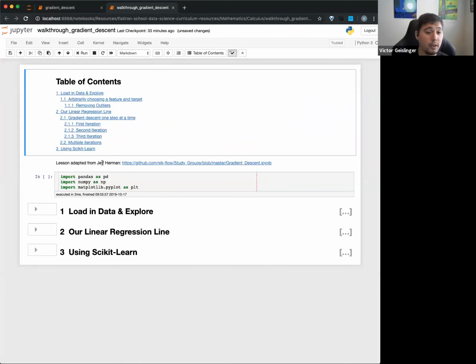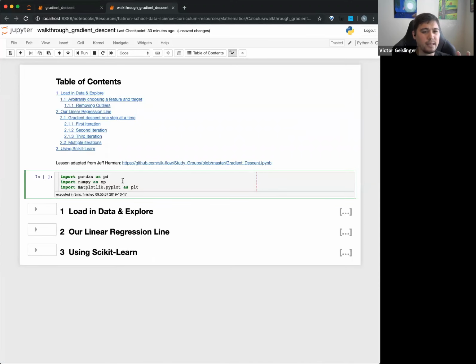Note that I also borrowed this, adopted it, I changed things up, but it's strongly based on another instructor, Jeff Herman. He has a gradient descent walkthrough here. So if you want to check that out too, what he usually does, it's more or less the same thing. I just modified some stuff.